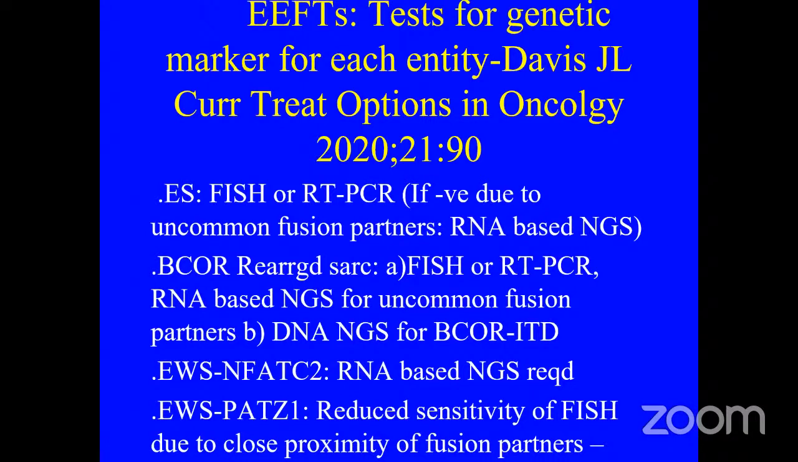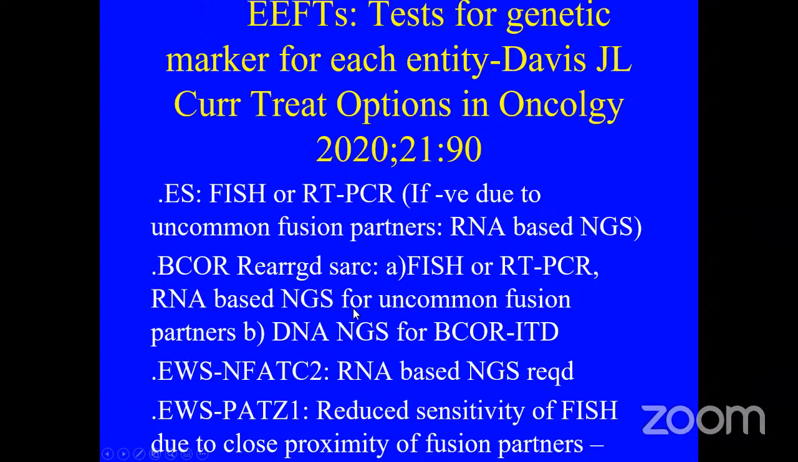So I will just briefly now summarize what type of molecular genetic tests are required for definitive diagnosis of each of these tumors in the Ewing sarcoma, extended Ewing family tumors. Ewing sarcoma: FISH or RT-PCR. If these two tests are negative due to uncommon fusion partners, you need to do RNA-based next generation sequencing.